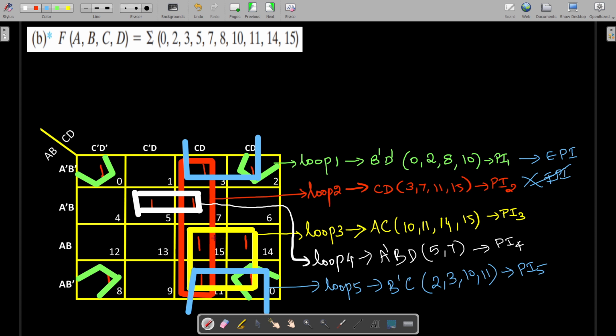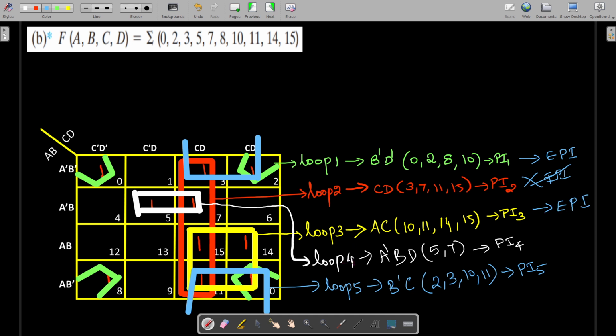And then go for loop 3. Loop 3 is covering the minterms 10, 11, 14 and 15. The 10th minterm is covered by 3 loops: yellow, blue and green. Then the 11th minterm is covered again by 3 loops: red, blue and yellow. The 15th is covered by 2 loops, yellow and red. But this 14th is covered only once, by one loop, that is yellow. So this is an essential prime implicant.